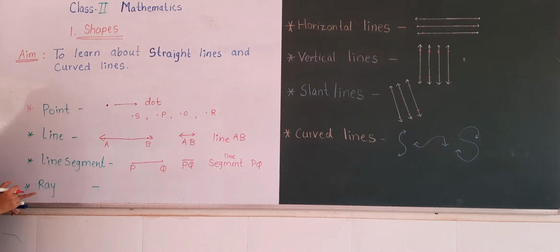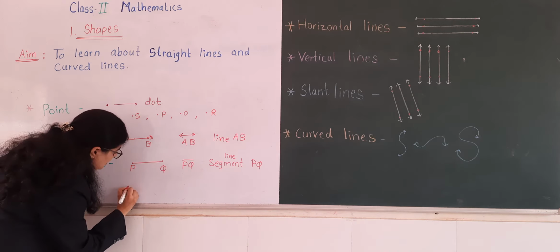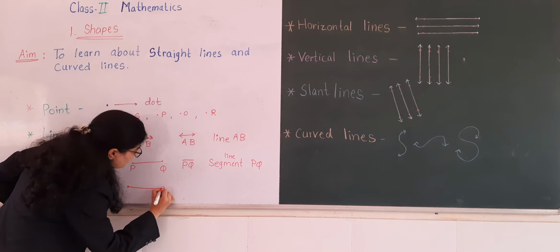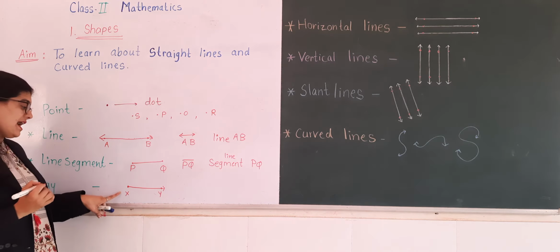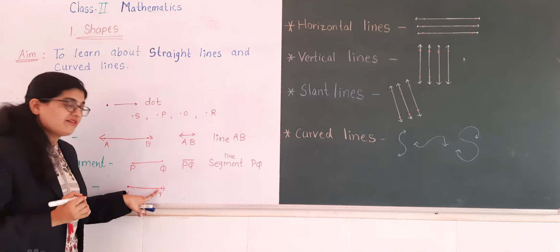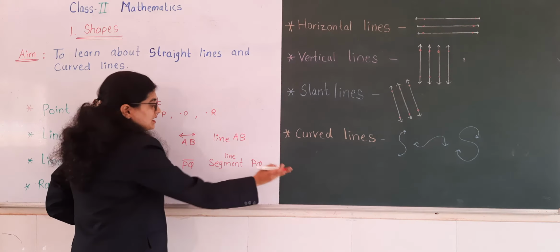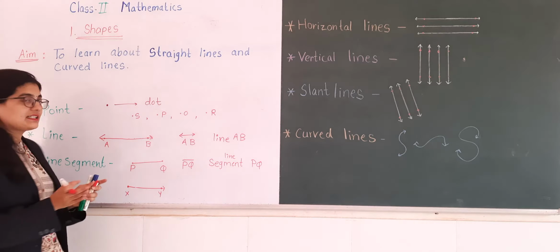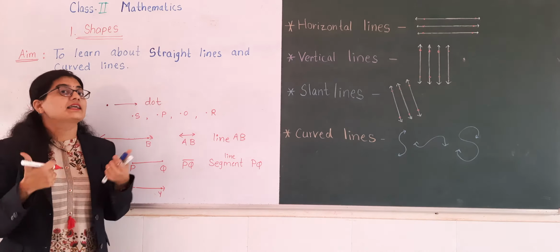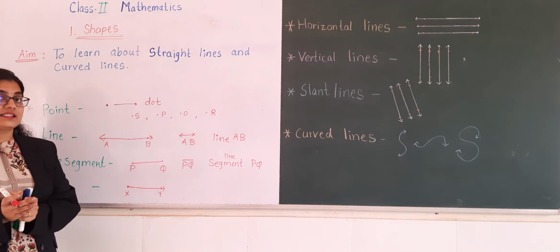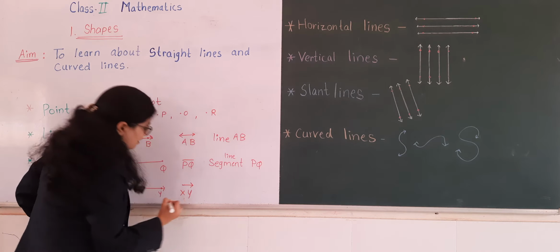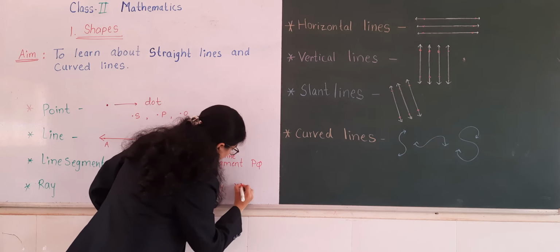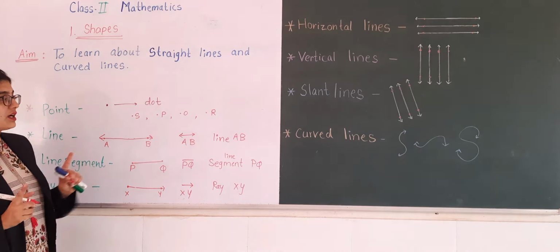Understood? Okay. The next is ray. It is also part of a line. This ray has a starting point and it doesn't have any end point. This is point X and this is point Y. It has a starting point, but it doesn't have any end point, so it can extend toward one end. This line can extend toward both ends. A line segment cannot extend, and this ray can extend toward one side, and we write it as ray XY, and we read it as ray XY. Did you understand? Okay, very good, well done.